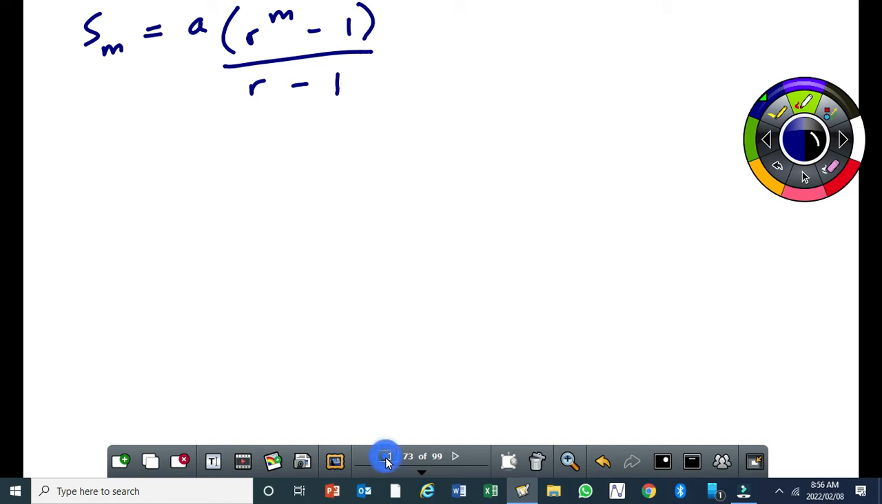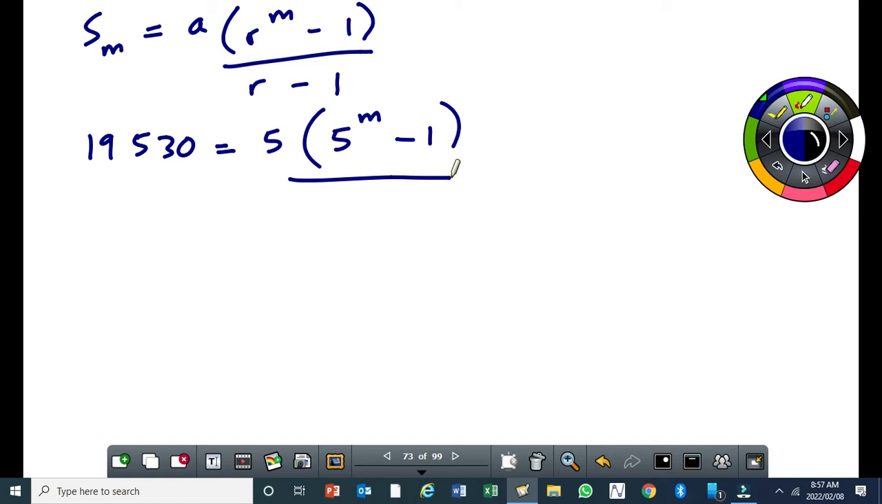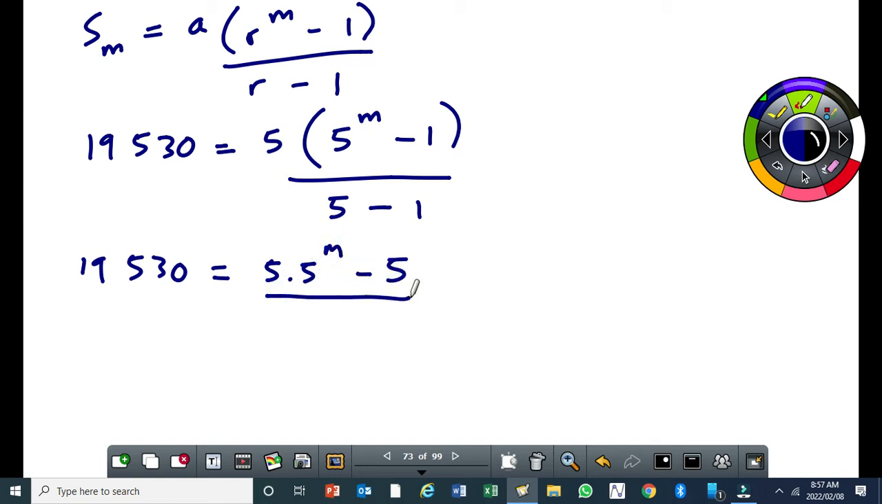So what is our total, that S m? It's 19,530. So 19,530 will be equal to a, which is 5, times the common ratio, which is also 5, to the power of m minus 1, all over the common ratio 5 minus 1. I can simplify this and write it as 5 times 5 to the power of m, minus 5, all over 4.